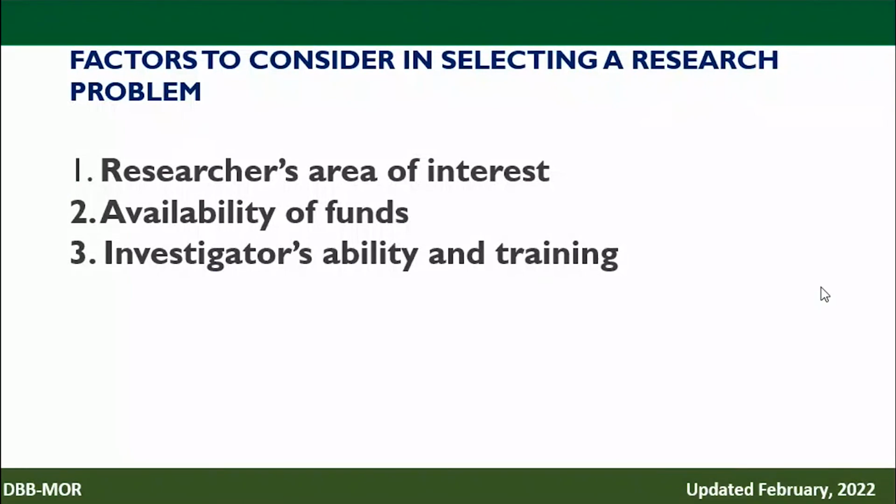So again, these are the factors to consider when selecting a research problem. It should be based on your field of specialization, your field of interest as well, then the availability of funds. But of course, there are so many things that should be considered. But these are the three things that I really would like you to focus on. Then your ability and training. Because remember, if you do not know what you are doing, then there are so many things that you wouldn't be able to do when doing your research.